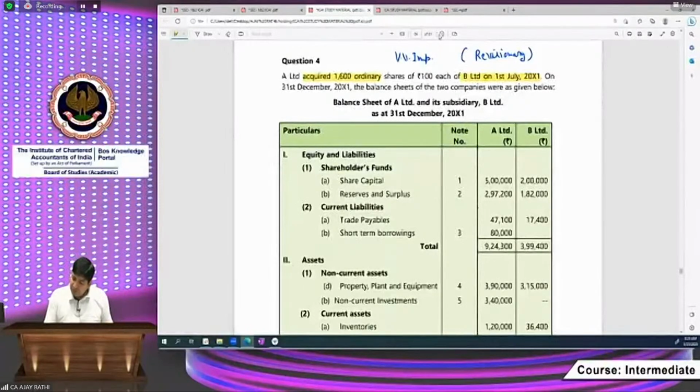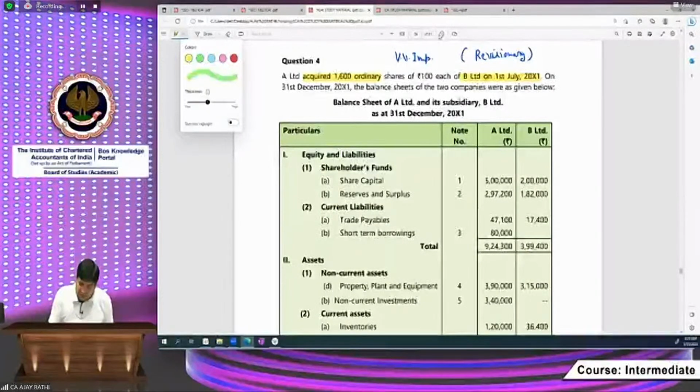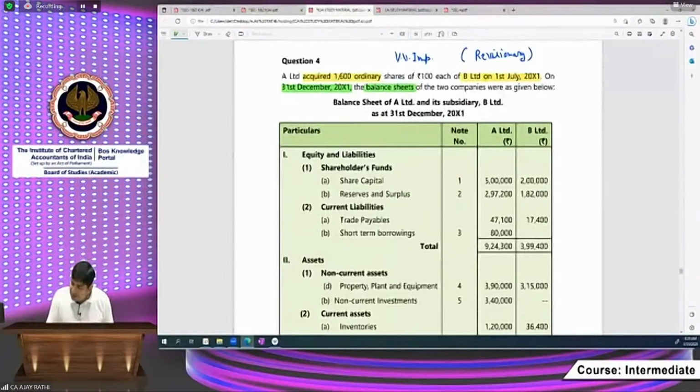Now, on 31st December 2021, beta see, what is that? That is the date of the balance sheet. Balance sheets of the 2 companies were given of this date, and definitely there will be a requirement for consolidation, of course.